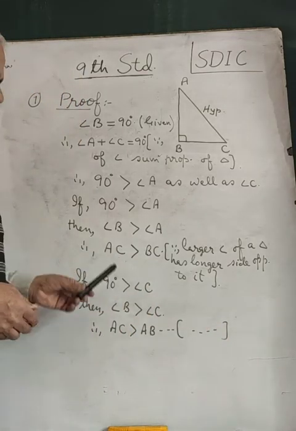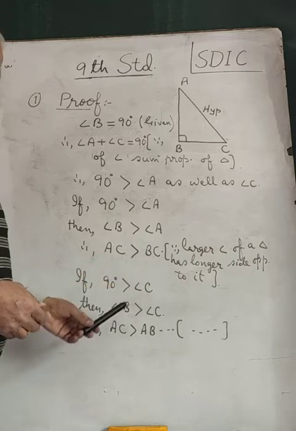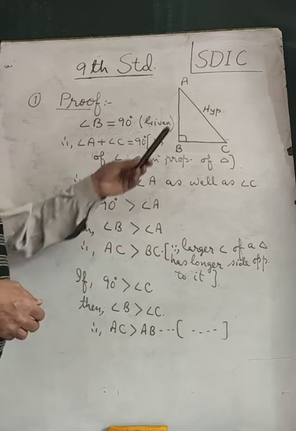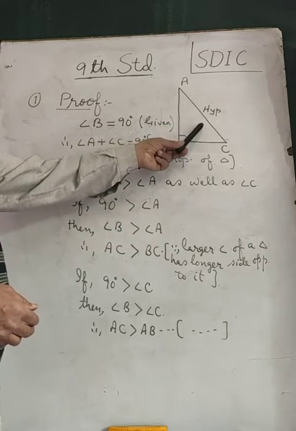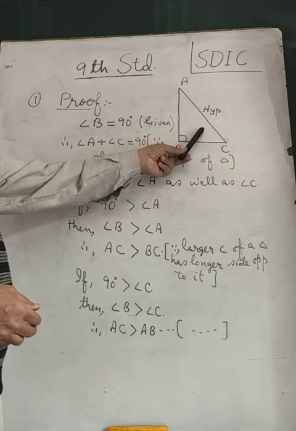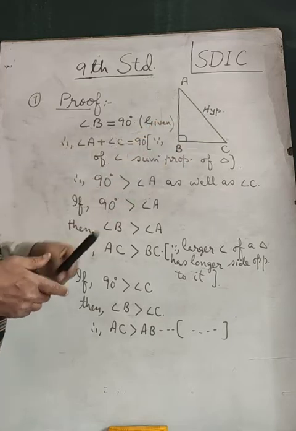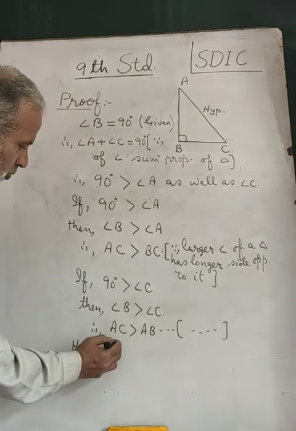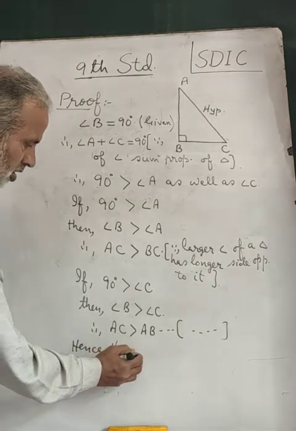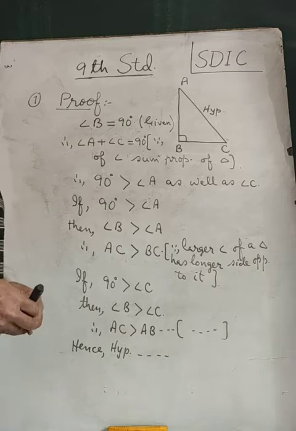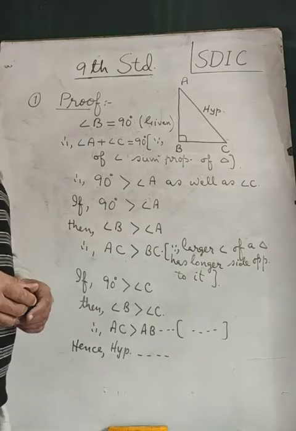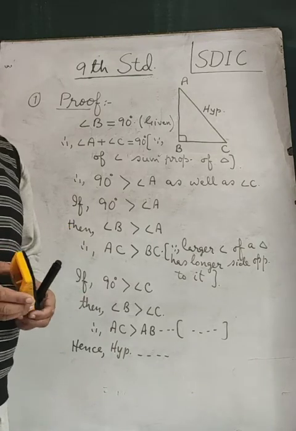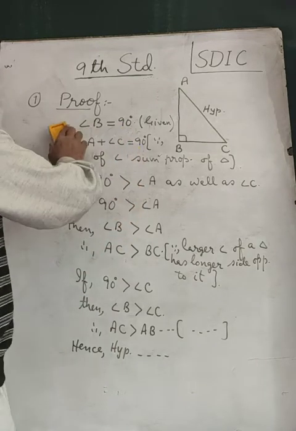So what do we have? AC is larger than BC as well as AB. And from that we'll conclude that AC is the longest side of the triangle. And what is this AC? It is the hypotenuse. We write, hence, the hypotenuse is the longest side of the right triangle. That completes question 1. Now the second question.